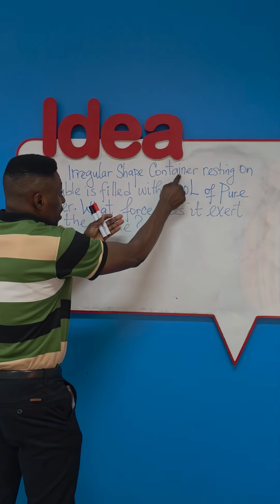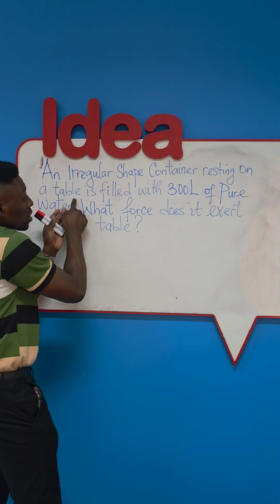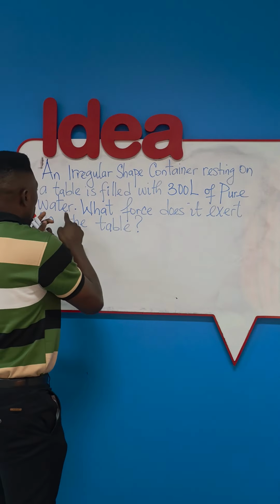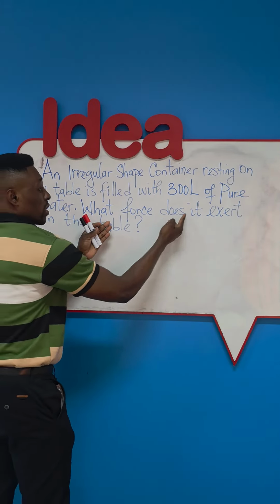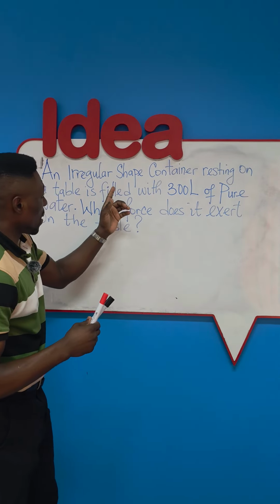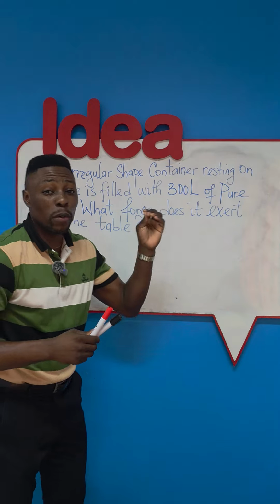Irregular shaped container resting on a table is filled with 300 liters of pure water. What force does it exert on the table? Dear friends, the question is clear about the irregularity of the shape of the container.